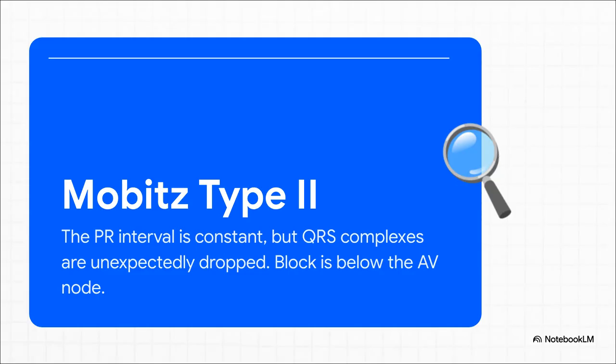Now, in sharp contrast, we have Mobitz type II, and this one is much more concerning. This is a dangerously unpredictable gatekeeper. There's no warning. There's no gradual fatigue. Beats are just dropped, suddenly, out of the blue. And that usually points to a much more serious problem deeper in the heart's wiring.